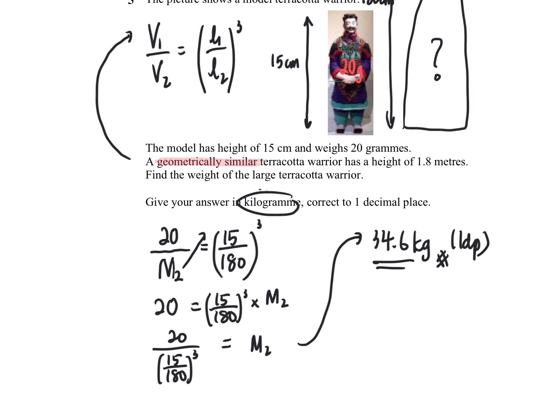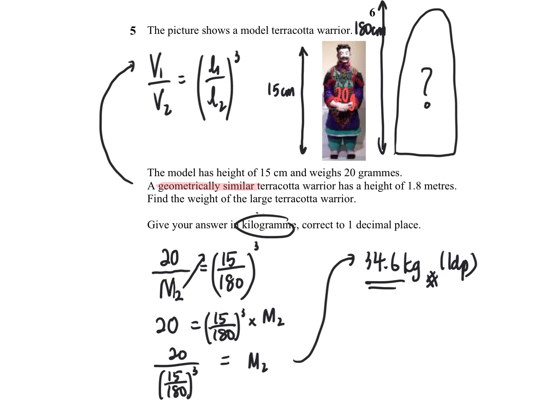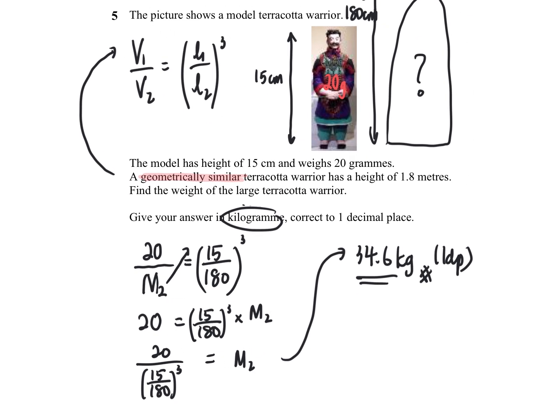It's a model. They never say large terracotta warrior. Find the weight of the large, the bigger one, which means the real one. Okay, we were wrong. The real one. Okay, next one.